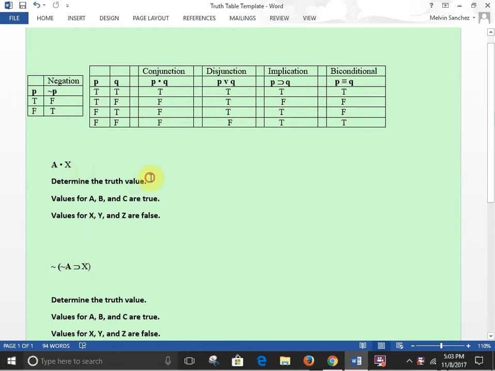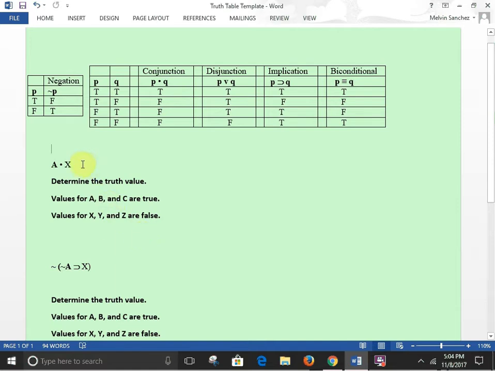So the directions here are to determine the truth value of that whole complex statement. We are told that the values of A, B, and C are true, and we are told that the values of X, Y, and Z are false. For both of these, you could ignore B and C and Y and Z. You'll need them for some other exercises, but here we could just totally ignore them. We could just focus on A and X.